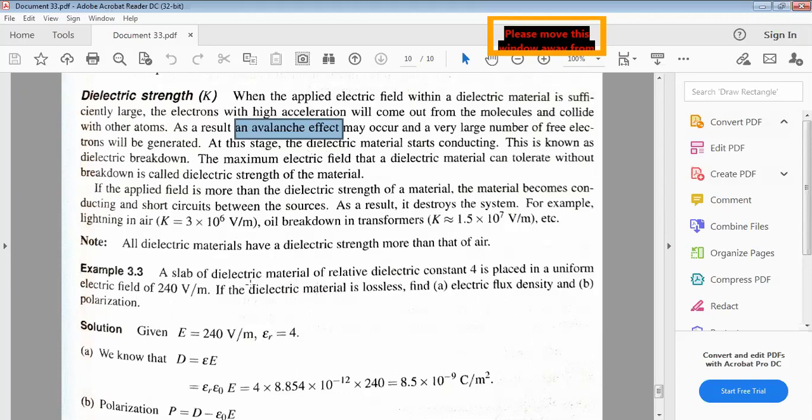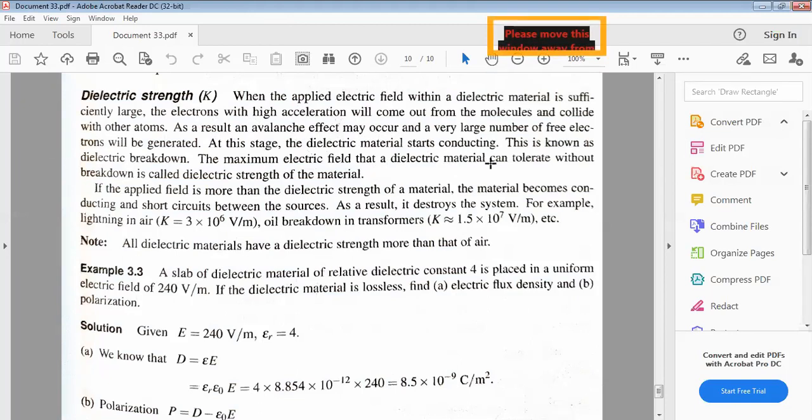Each time it is simply multiplied: 2 into 2, 4, 4 into 4, 16. That is called avalanche multiplication. That is called the avalanche effect here. As a result, the avalanche effect may occur and a very large number of electrons are generated.